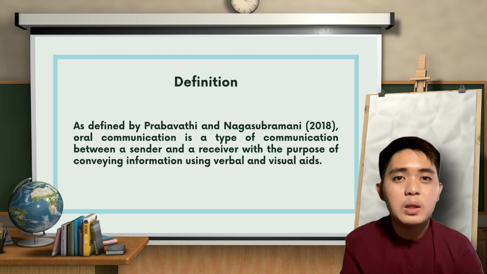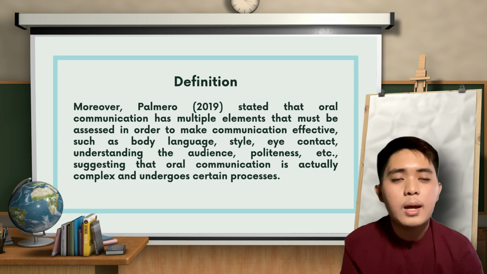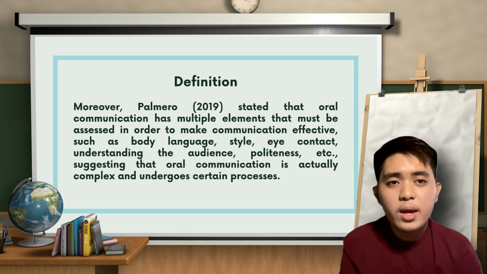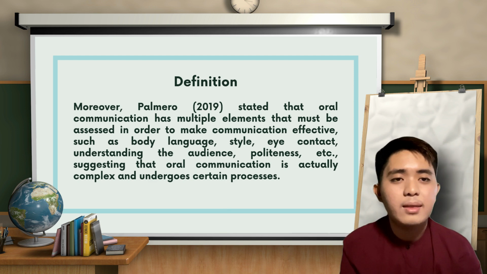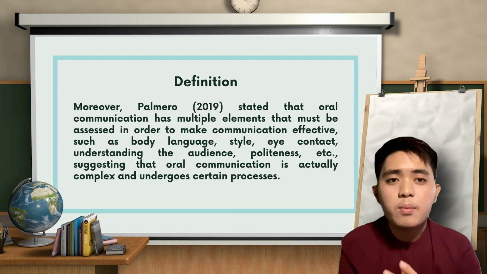type of communication between a sender and a receiver, having the purpose of conveying information using verbal and visual aids. Moreover, Palmero 2019 stated that oral communication has multiple elements that must be assessed in order to make communication effective. So what are those? Those are body language, style, eye contact, understanding the audience, politeness, and such, suggesting that oral communication is actually complex and it undergoes certain processes.